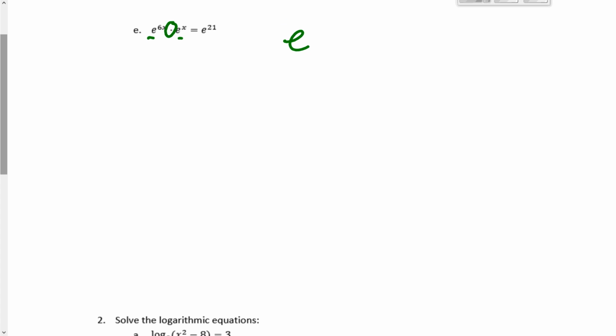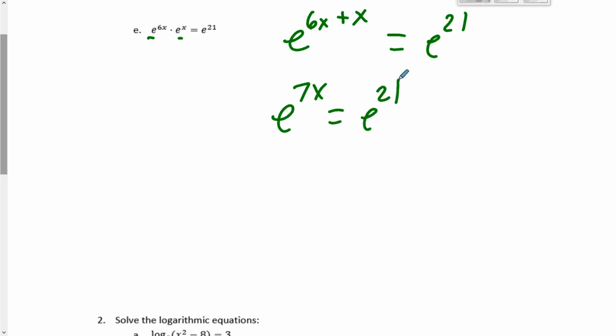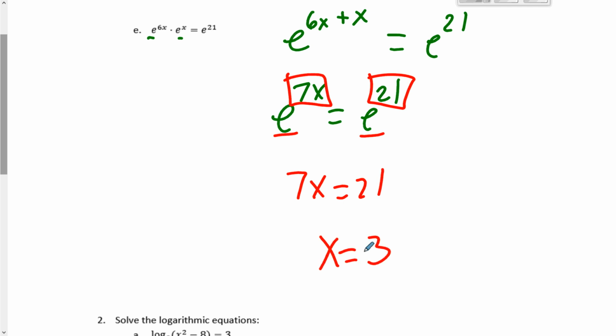So this is e raised to the 6x plus x. Because when we're multiplying by the same base, we add exponents, right? And we can go ahead and add those because they're both x's, right? So we get e to the 7x equals e to the 21st. Now I don't even have to log both sides because my bases are the same. So I can take what the exponents are and set them equal to each other. And then say x equals 3, right?